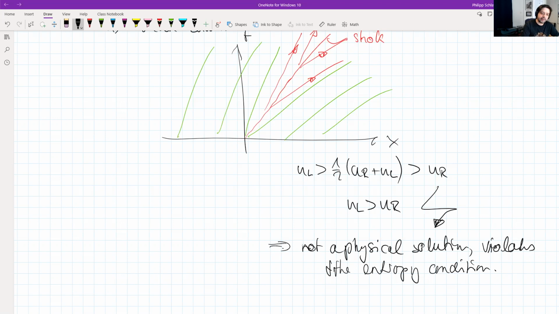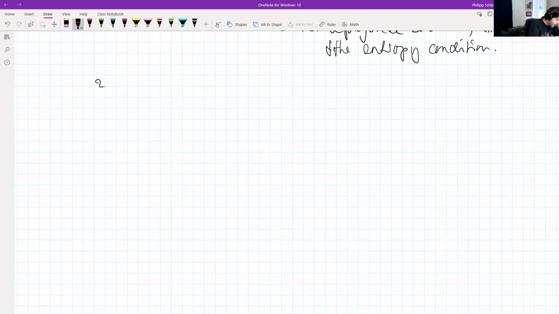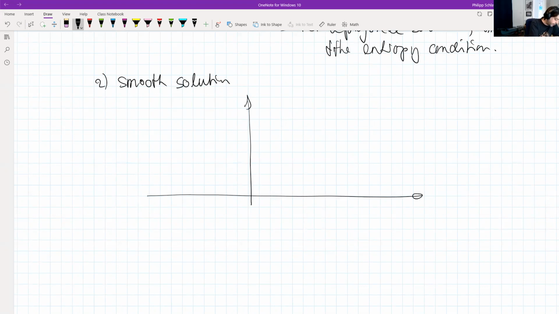Well, but we still need to have a solution to the whole problem. So that means if we cannot do a shock solution, we actually need to come up with a smooth solution. And it turns out that this will also be the correct solution, and I just draw that now like this. So if I again have the two regions from before.